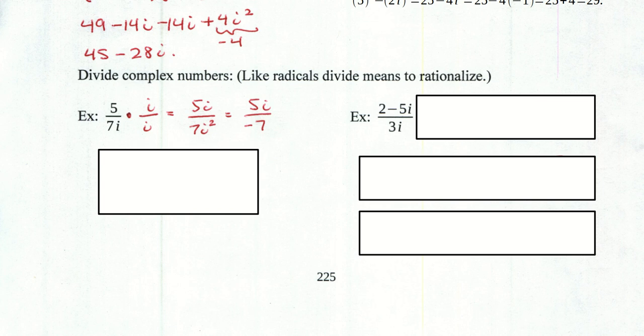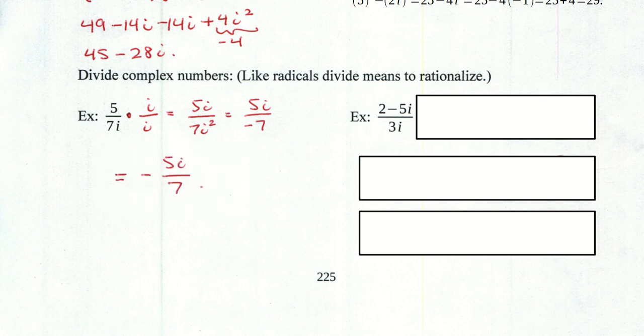Now, that's just awkward. We don't write our fractions containing negative signs. So we want to take that negative out front. That's easy enough to do, just to say that this is a negative number. So that negative sign's out front, -5i over 7. So we divided, but of course, just like with radicals, dividing means to rationalize. Now, a very similar question is next.